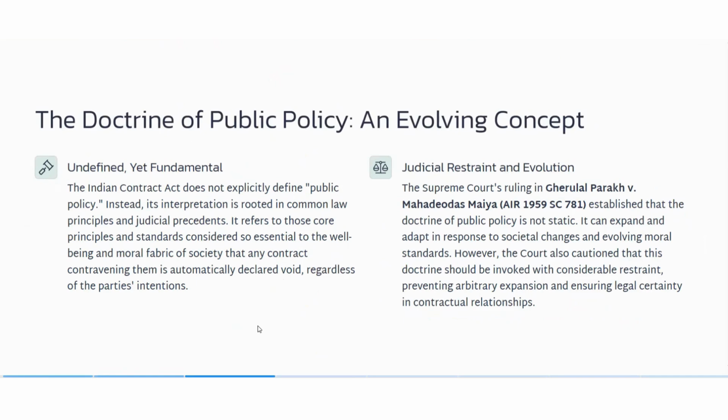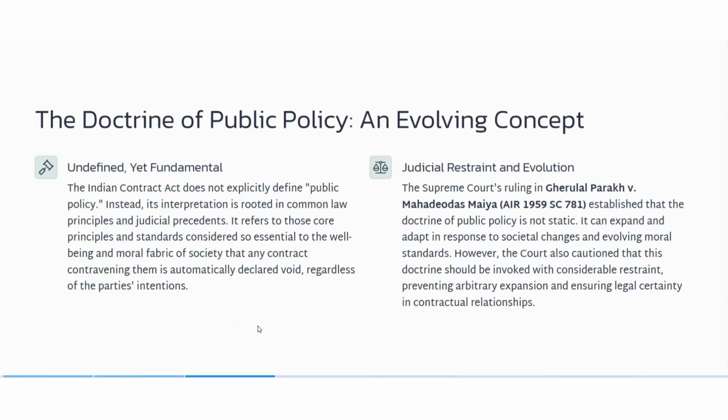It refers to those core principles and standards considered so essential to the well-being or moral fabric of the society that any contract contravening them is automatically declared void regardless of the party's intentions.